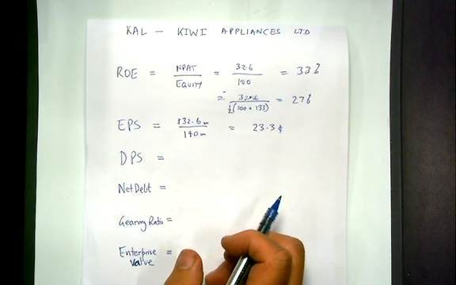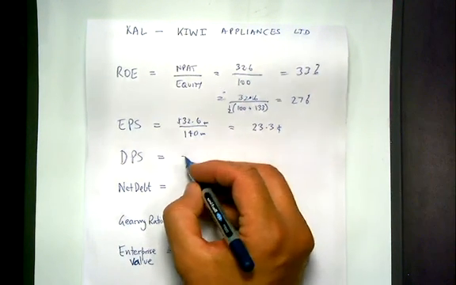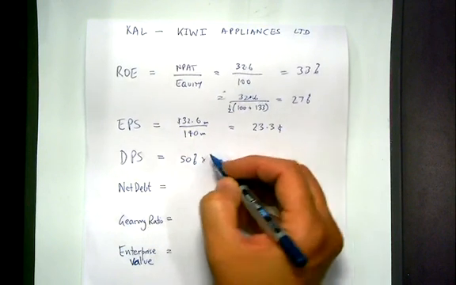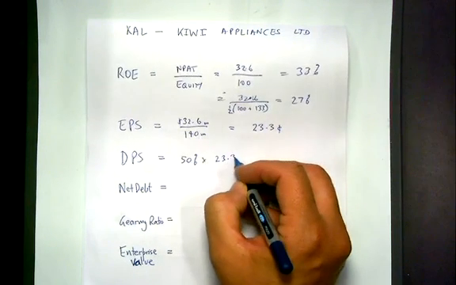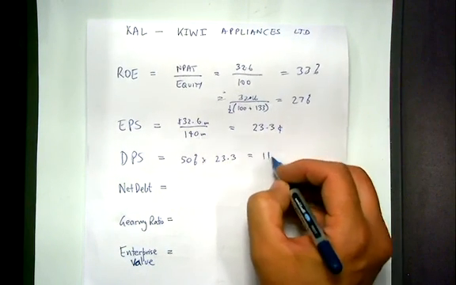It's pretty easy. It's a 50% payout ratio on your earnings. So it's 50% times the 23.3, so it equals 11.6 cents.